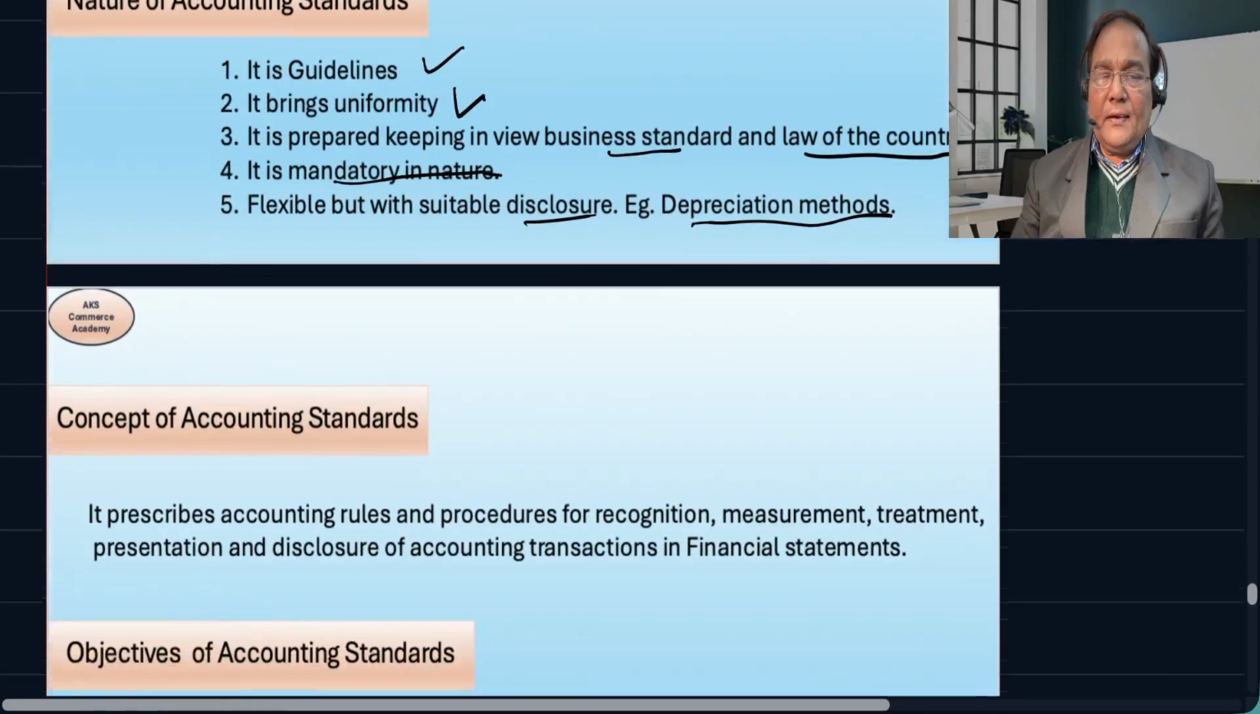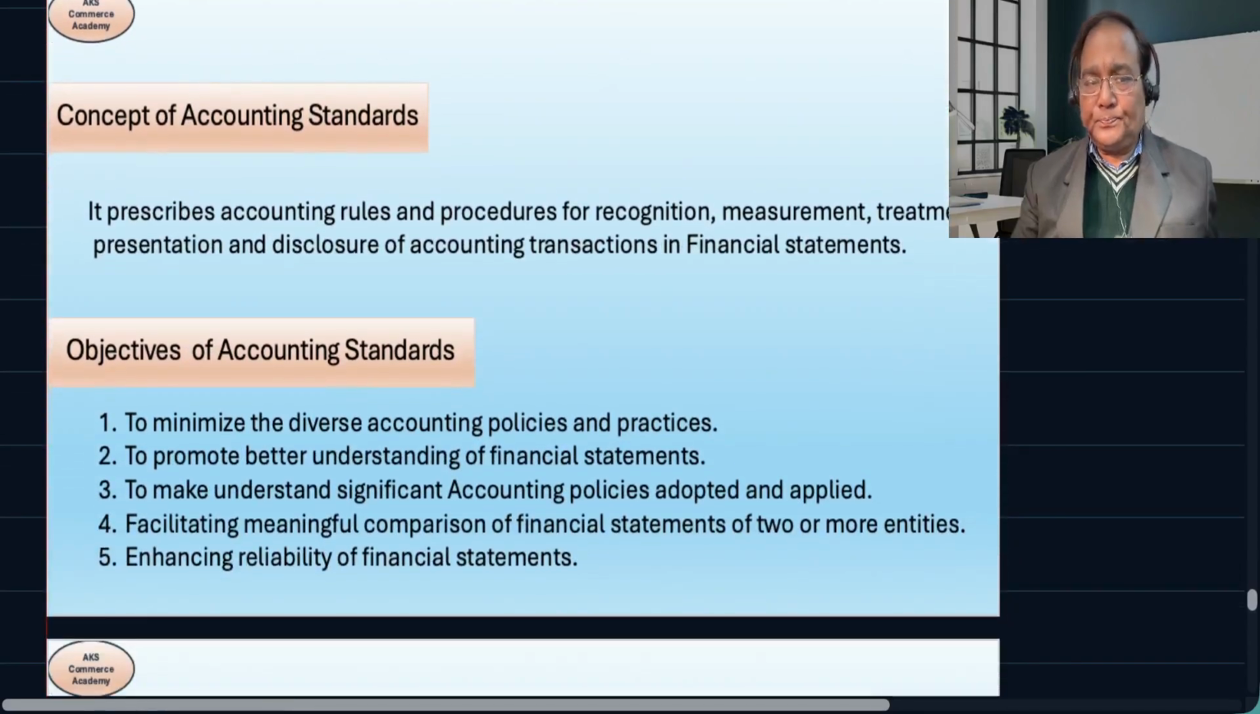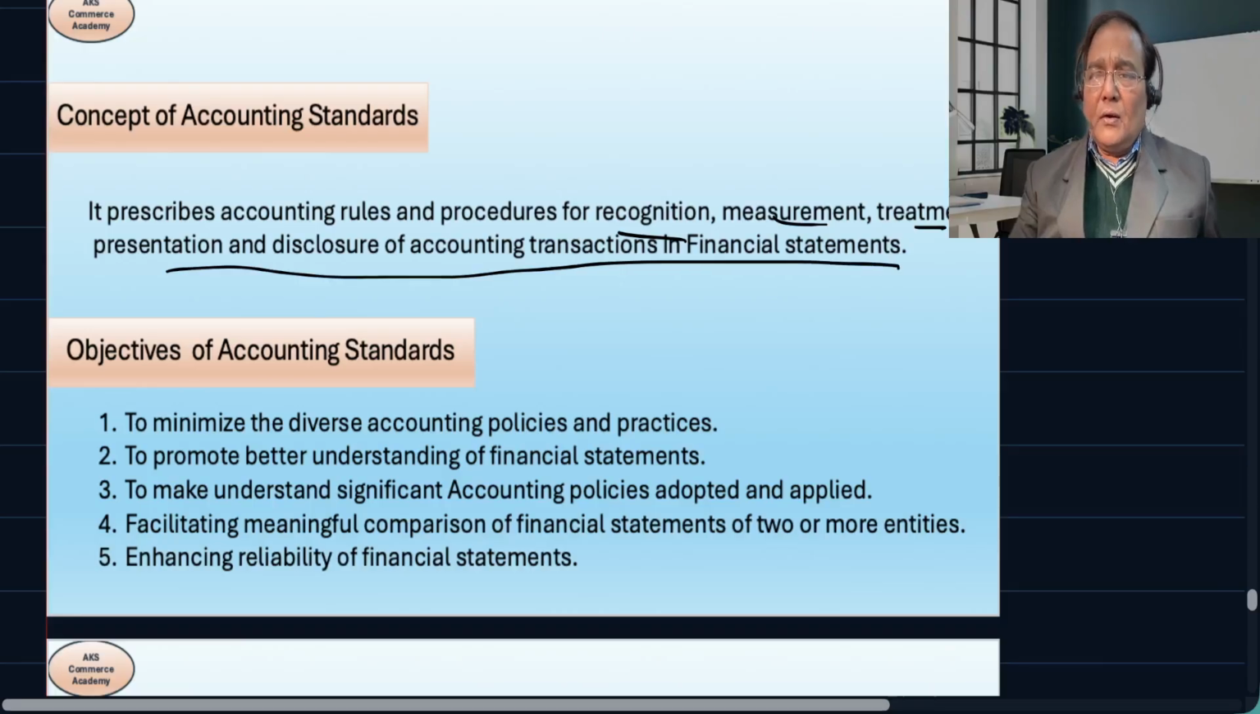Now let us see concept of accounting and standards. It prescribes accounting rules and procedures for recognition, measurement, treatment. By and large, it is the same concepts or the objective with which it is started: to minimize the diverse accounting, which we have already seen, promote better understanding so that there is uniformity of the statement, which results into better understanding of the accounting statement, to make understand significant accounting policies adopted and applied, then facilitating meaningful comparison of financial statements.